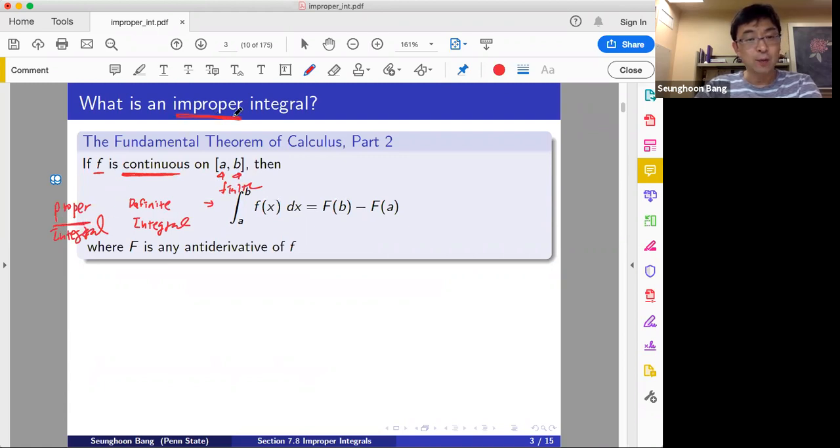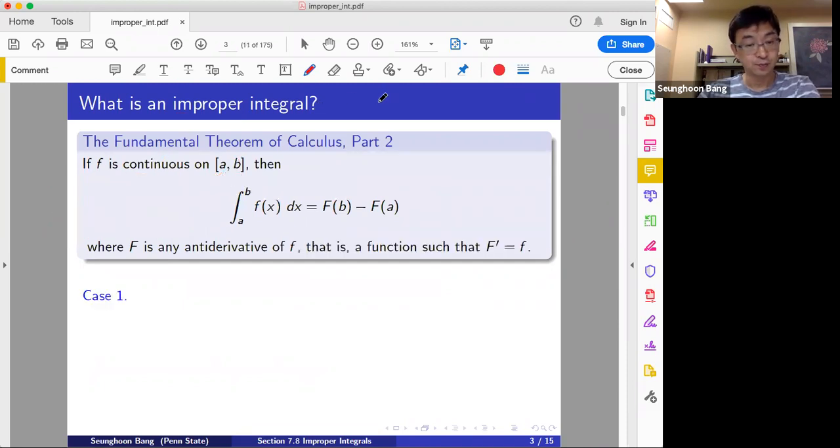What is an improper integral? We have two cases. Case one, a is not a finite number. The a is like negative infinity, or the b is not a finite number, like positive infinity. This is one case. The second case is the function f is discontinuous.